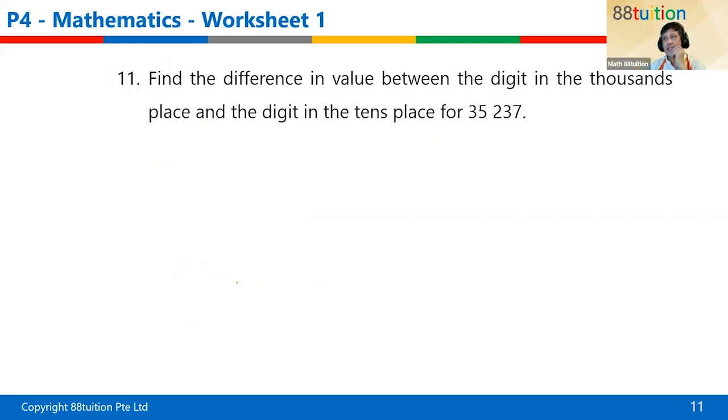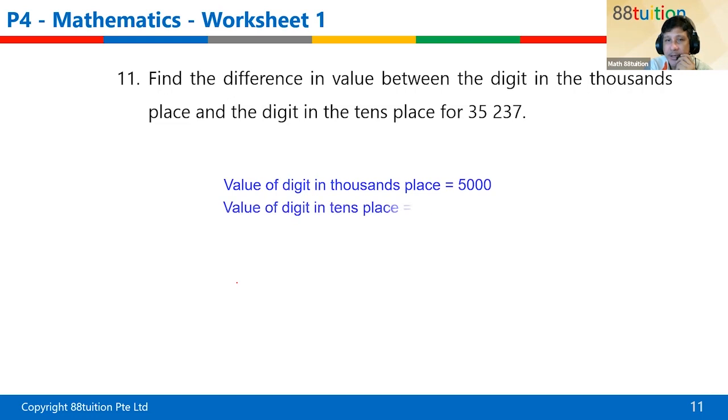Okay, let's look at question 11 now. Question 11 wants the difference between the value of two of the digits. So firstly, what is this number we are looking at? It is 35,237. Now, the digit in the thousands place, which is that digit 5, its value is 5,000. The digit in the tens place is 3. Its value is 30. Now we want the difference. You subtract, that will give you 4,970.